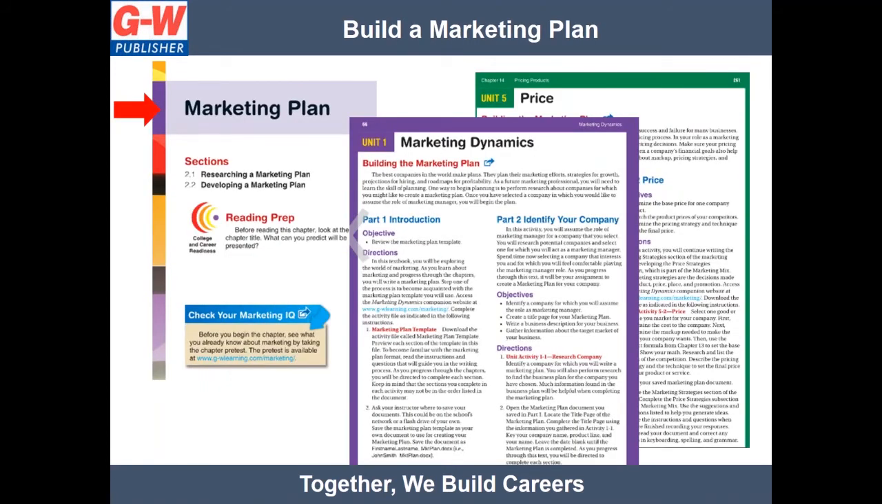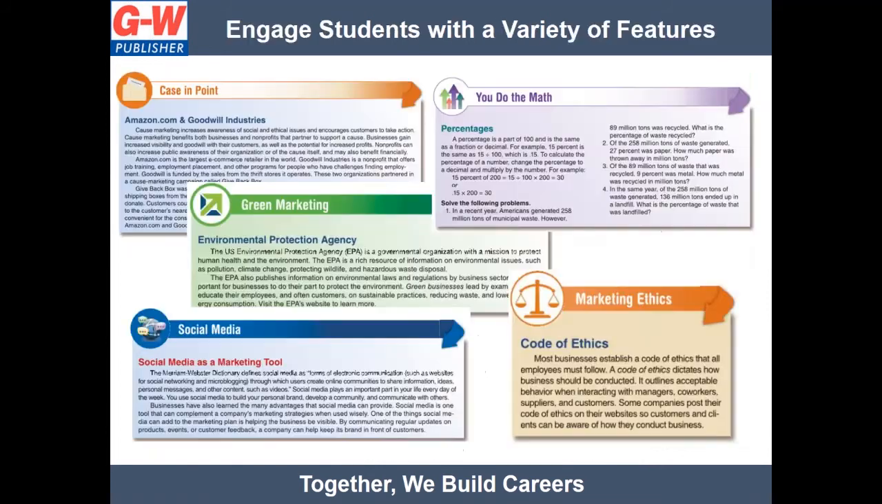Building the Marketing Plan at the end of each unit provides a project-based, hands-on learning experience that builds throughout the text. The project begins in Unit 1. By the end of the text, students will have completed their own unique marketing plan. A full marketing plan template is provided on the GW Learning Companion website to guide students through the process.